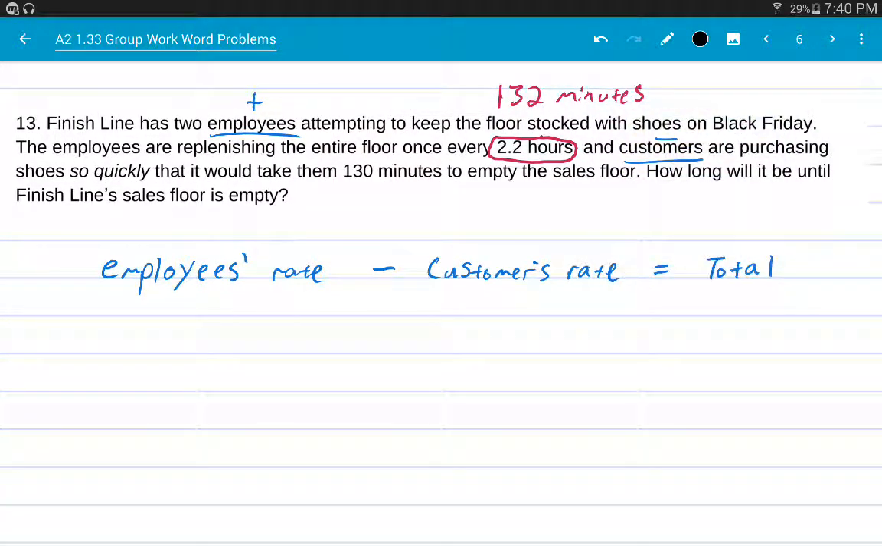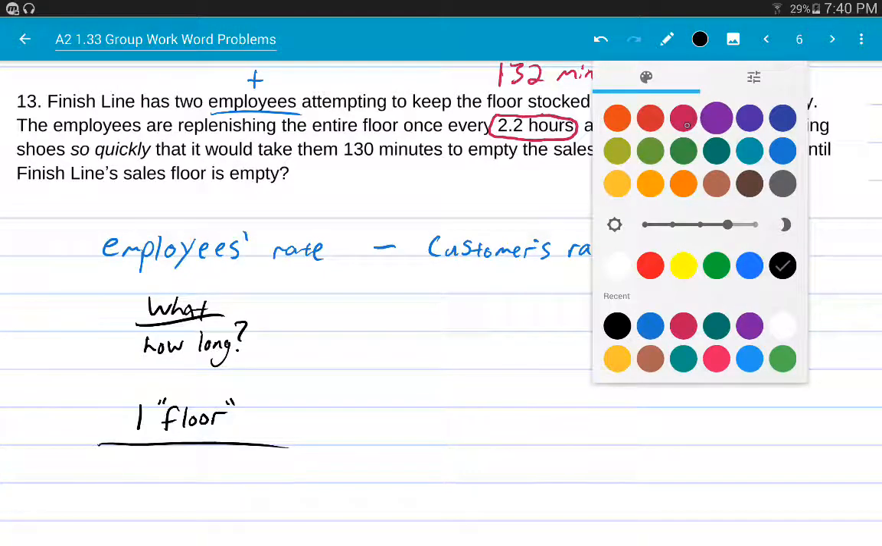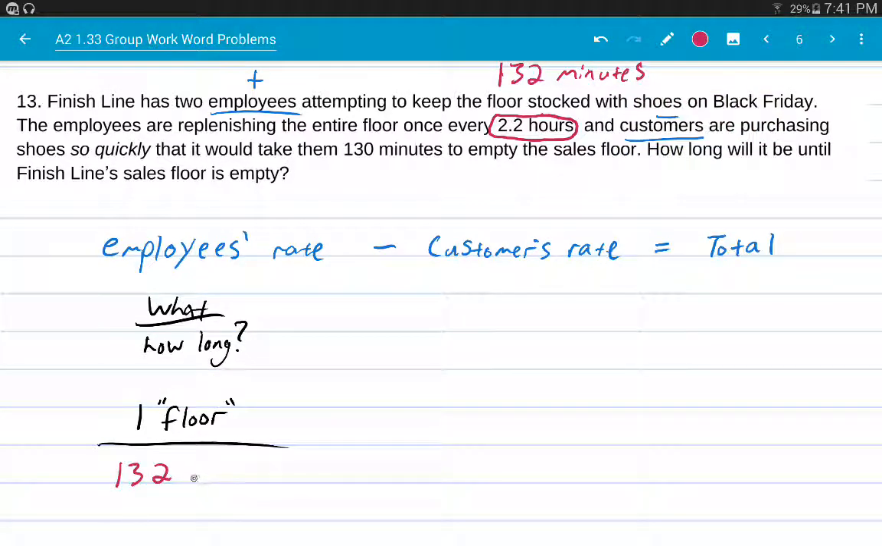Now remember that it's the same thing like I said before. It's what are they doing over how long? So what are the employees doing? They're restocking one entire sales floor. I don't know how many pairs of shoes that is, so we're just going to call that one floor. Over how long? Well, it says it takes them 2.2 hours or 132 minutes. And bring down my minus sign.